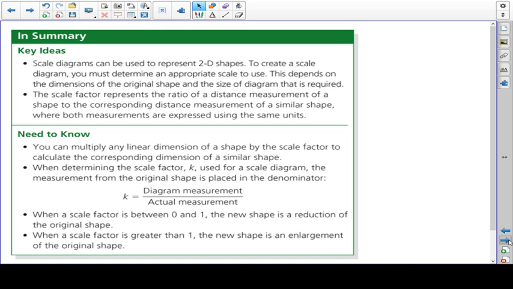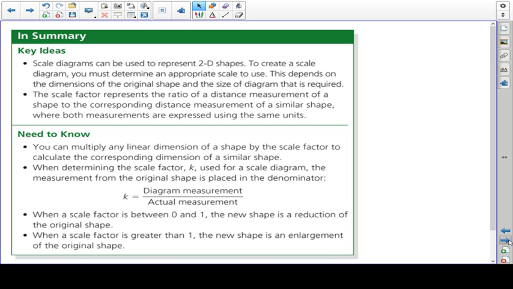You can multiply any linear dimension of a shape by the scale factor to calculate the corresponding dimension of a similar shape. When figuring out the scale factor, we take the diagram measurement and divide it by the actual measurement. If the scale factor is between 0 and 1, then the scale diagram is a reduction of the original shape, or it's smaller than the actual shape. And if it's bigger than 1, then the scale diagram is larger than the actual shape, and it's called an enlargement. Such was the case when we looked at the cell and the logo.